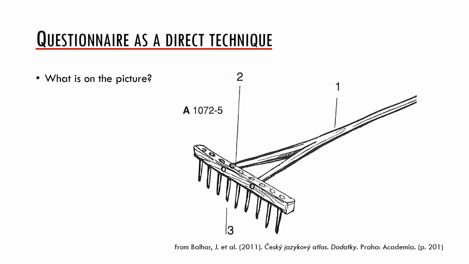This is a picture used in the data collection in the Czech language atlas. Its purpose was to elicit the names of different parts of a rake. This is quite an effective way to get the words which people use. In fact, it could be hard or at least time-consuming to get the names of these parts using other methods.